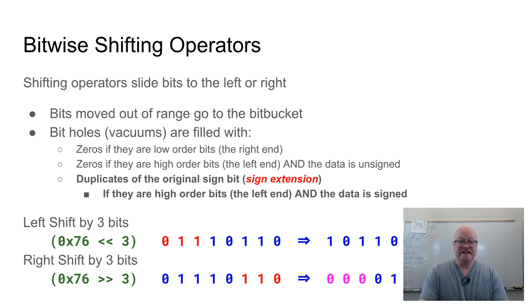First of all, if the vacuum is in the lower order bits, or the right end of your bit string, we are just arbitrarily going to put zeros in there, no matter what other conditions we have. If it's on the low order, we always fill vacuums with zeros. If it's on the high order, and we're dealing with unsigned data, we will also fill in that vacuum with zeros, the high order bits being the left end bits over here in your number.